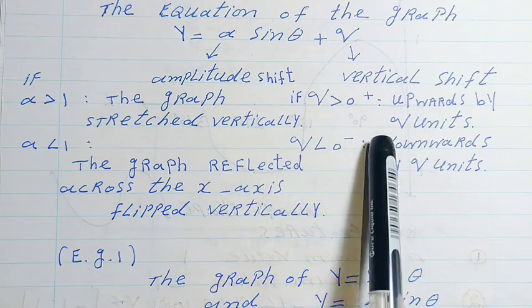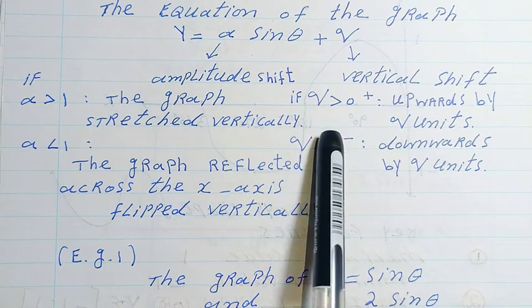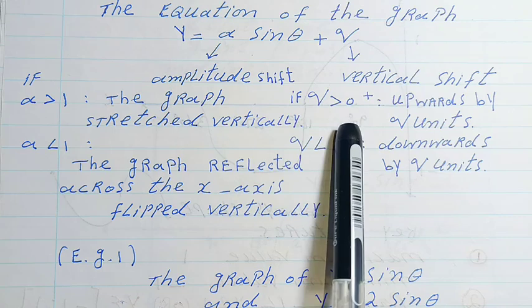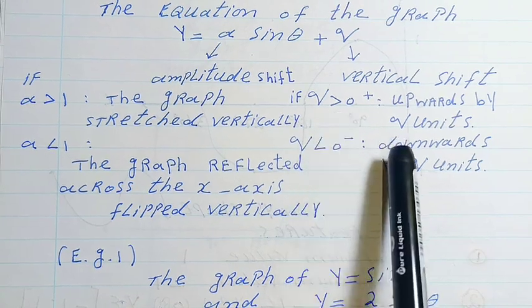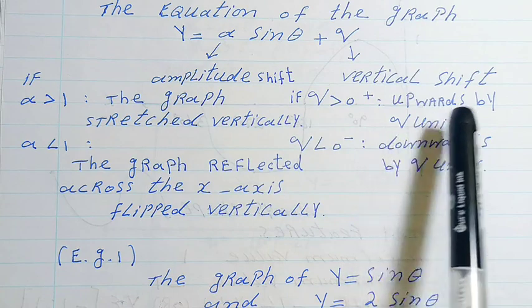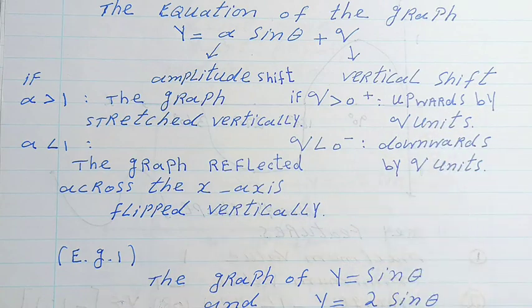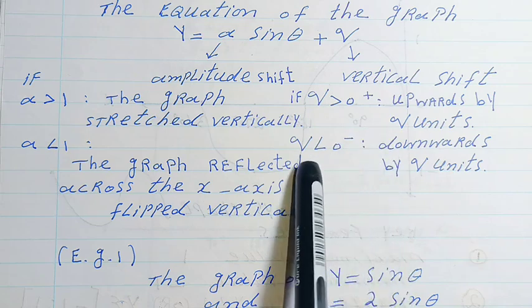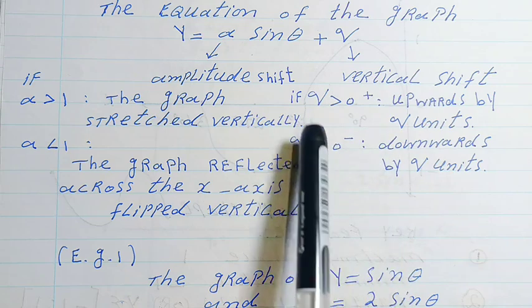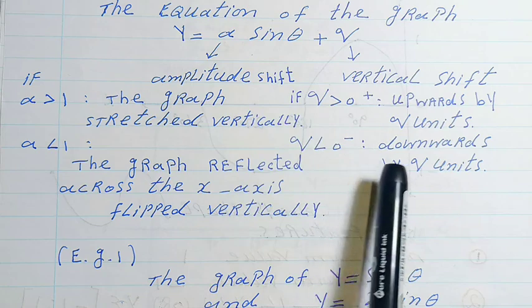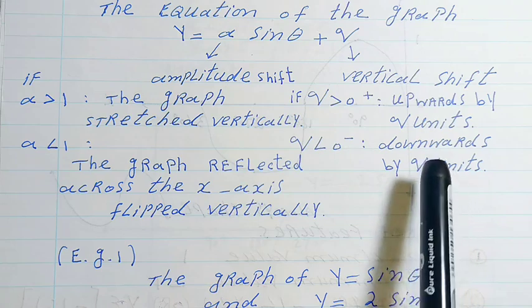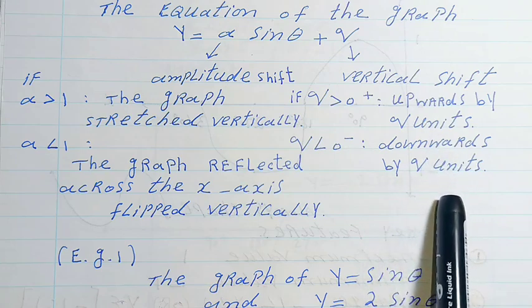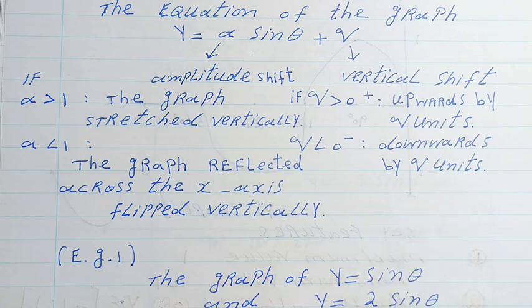which means if the q is greater than 0, which means positive, this is mathematical language, then the graph shifts vertically upwards by q units. So if the q is less than 0, which means negative, then the graph shifts vertically downwards by q units.